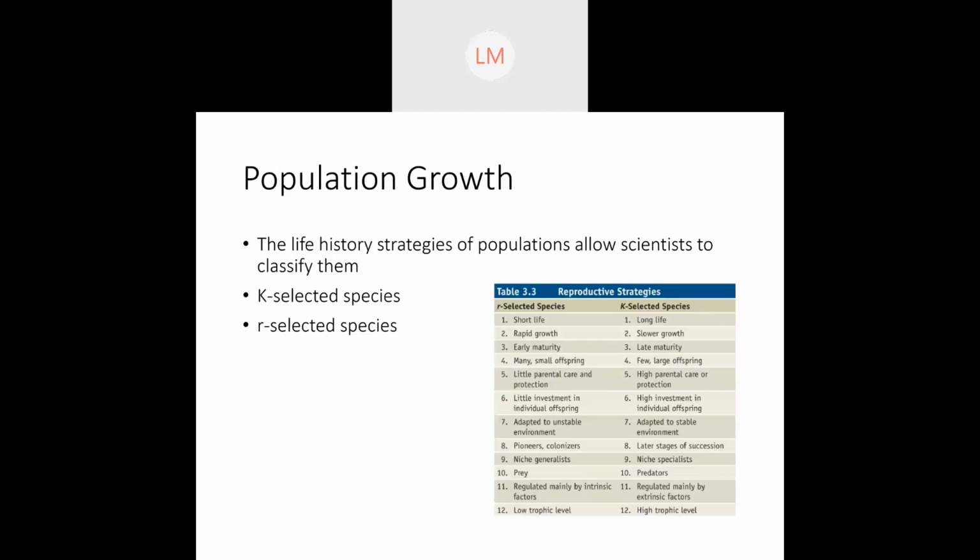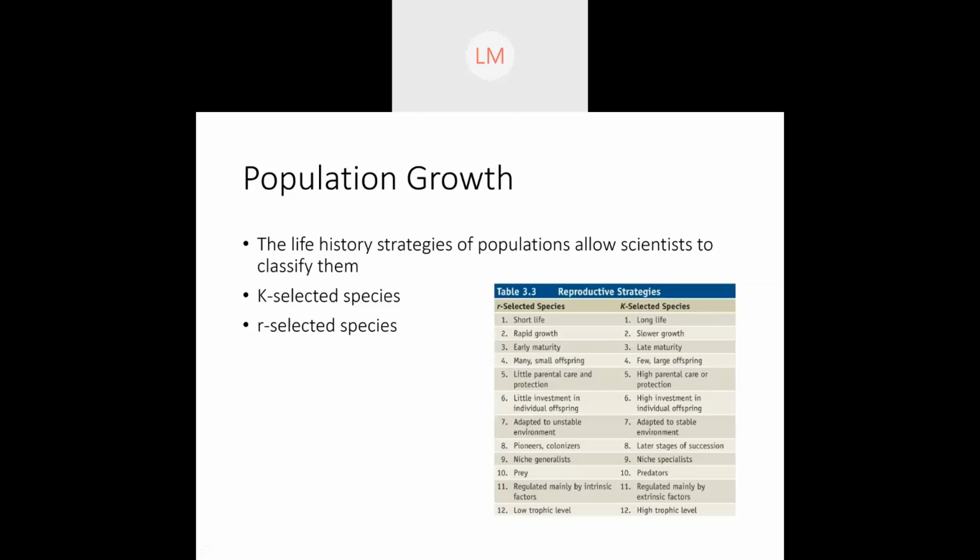But our K-selected species are going to be the opposite end of that spectrum. They're going to have a long life. They mature much more slowly. They might only have a few offspring, but they put a lot of investment into those offspring. There's a lot of parental care there. And if you go down here, these are generally going to be our predators. They're not going to be the prey species, and they're generally occupying that high trophic level. So thinking about the life history strategies of these populations, we can group them into either being R-selected or K-selected.